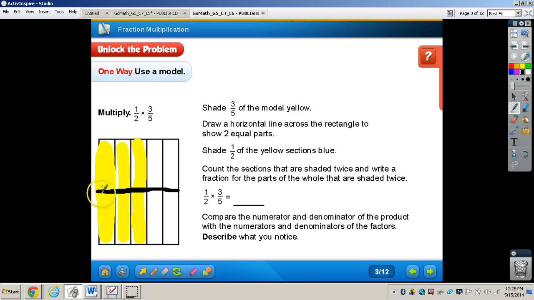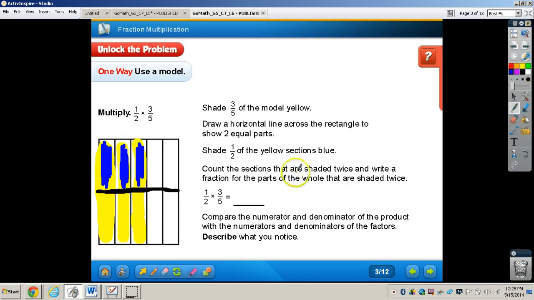Alright, now we can see that instead of 5 pieces, my whole is divided up into 10 different sections. I divided that right in half, so 10 different sections there. So now what we need to do is shade in 1/2 of the yellow section blue. Okay, so we can see now that my yellow sections, instead of representing 3/5, actually have 6 different sections. So what I need to do is shade in 1/2 of those sections the color blue. So 3 out of the 6 sections here, the color blue. There's 1, there's 2, and there's 3.